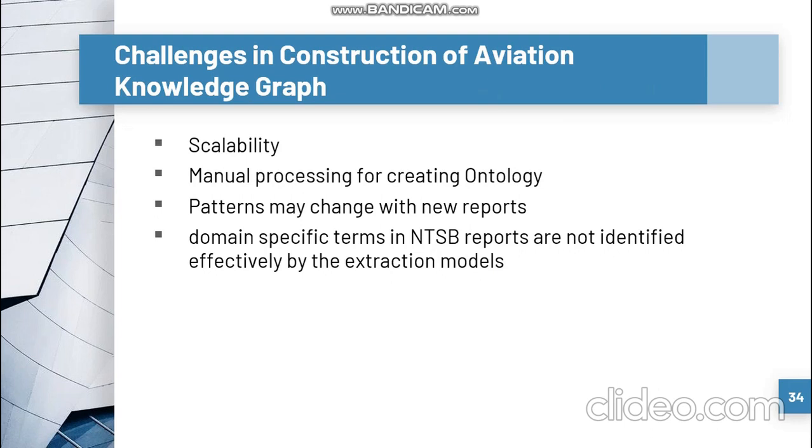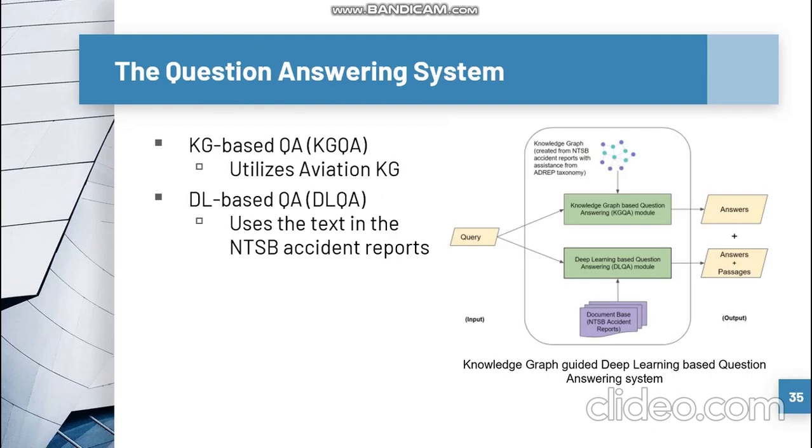The researchers had different challenges in the construction of the aviation knowledge graph. That was scalability, and manual processing for creating the ontology. Patterns may change with new reports. Like this research was based on 2022, and till now there could be a lot of events that aren't listed in the data set of this research. And also the domain-specific terms in NTSB reports are not identified effectively by the extraction models.